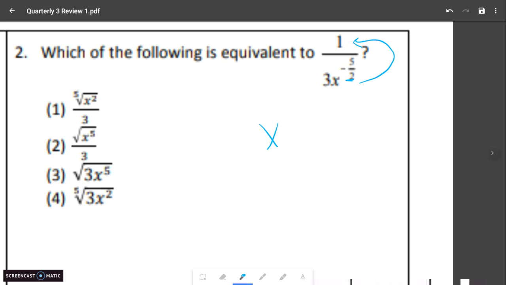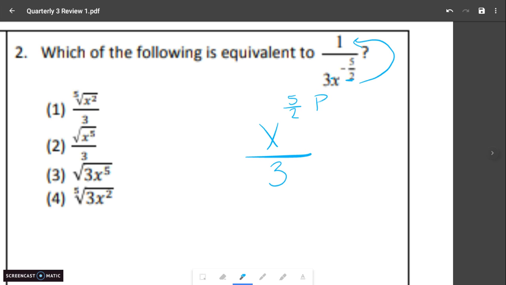So we're going to switch this x to the top of the fraction. Its exponent becomes positive. But remember, there's no parentheses around that denominator, so the 3 is staying where it is. The 3 is not included with the exponent. Only the piece that has the negative exponent can switch to the top.